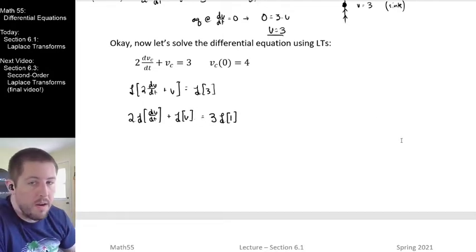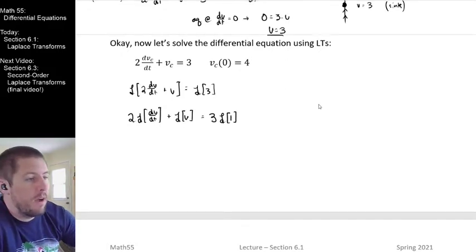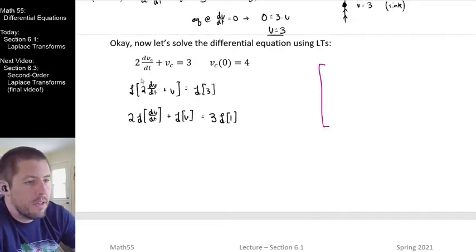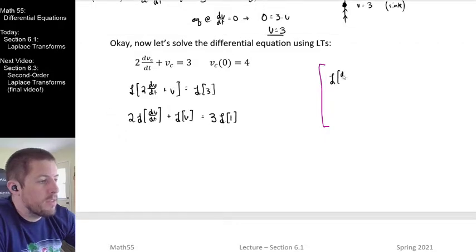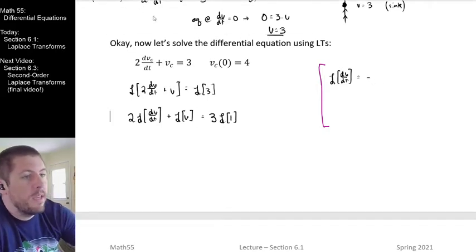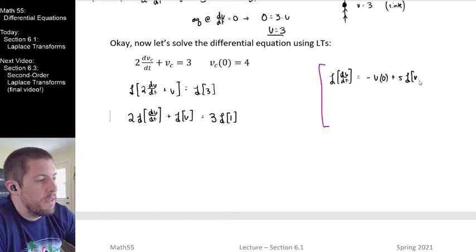I'm just going to write down what we remember over here, in our purple. We know that the Laplace transform of dv/dt, we solved for this one. We got negative v of 0 plus s times the Laplace of v.